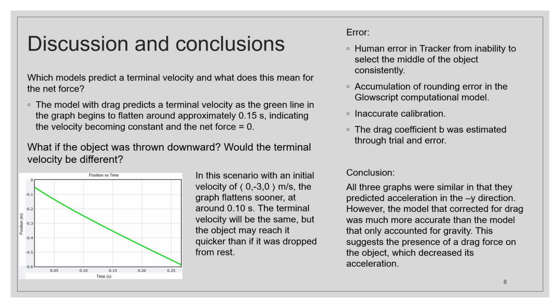Overall, in conclusion, all three graphs were similar in that they predicted acceleration in the negative y direction. However, the model that corrected for drag was much more accurate than the model that only accounted for gravity. This suggests the presence of a drag force on the object would decrease its downward acceleration.